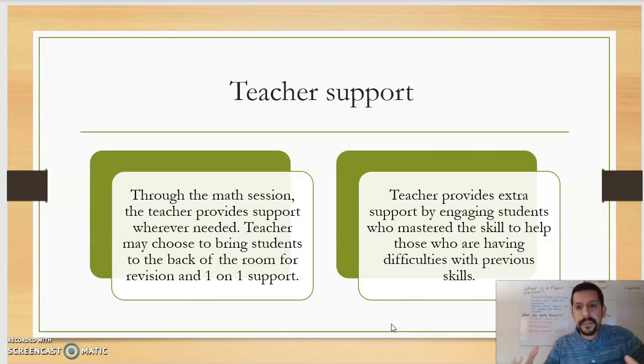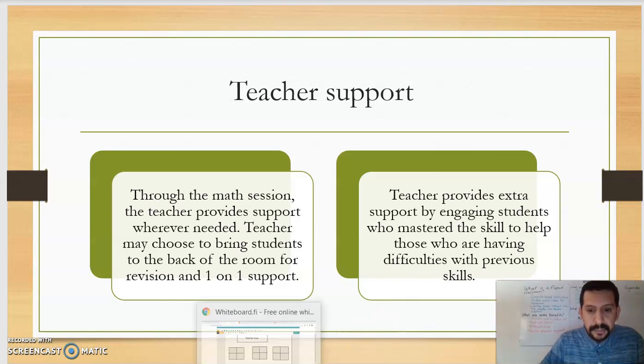So because we've built this classroom to work collaboratively and work as a team, those students who have mastered the skill, the teacher can have them teach those students and engage them and help them with difficulties they may have with previous skills. So those students are, again, learning different skills of how to show problems to those students that they have already mastered to help discuss. And students can receive that support not only from the teacher, but from other students as well.